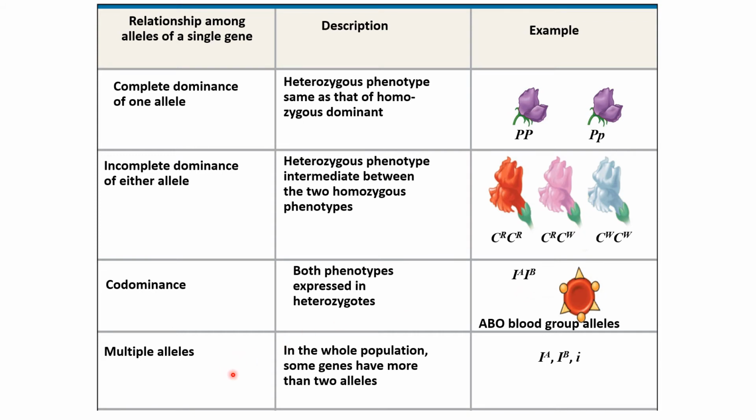For multiple alleles, in the whole population, some genes have more than two alleles. We already discussed multiple alleles. We can also give the example of the blood group IA, IB, and i, because here we can have three alleles for one type of character, compared to the others where we have only two alleles for one character.